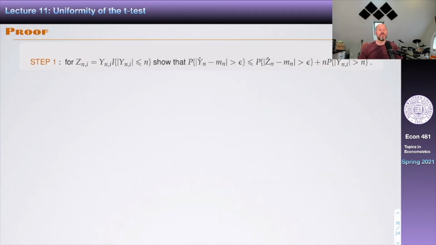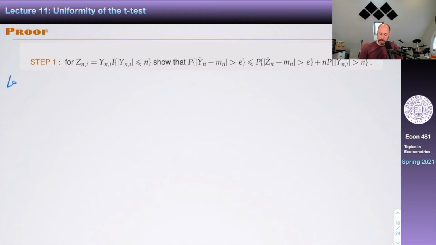Step 1. We're going to let Z_n be defined as Y times the indicator that the absolute value of Y is less than or equal to n. Then we're going to show that the probability that Y bar minus m_n, which I'm going to define in a second, is greater than epsilon, is bounded by the probability that Z bar minus m_n is greater than epsilon, plus n times the probability that the absolute value of Y is greater than n. Okay, so let's do this. This is the first step.